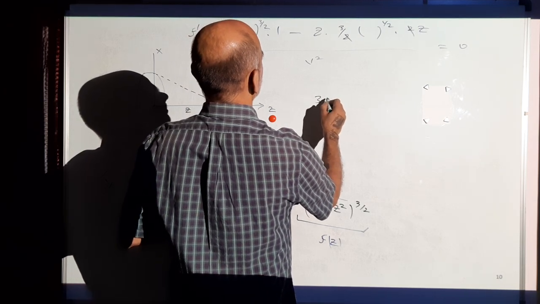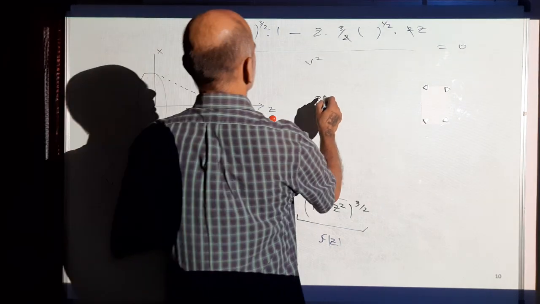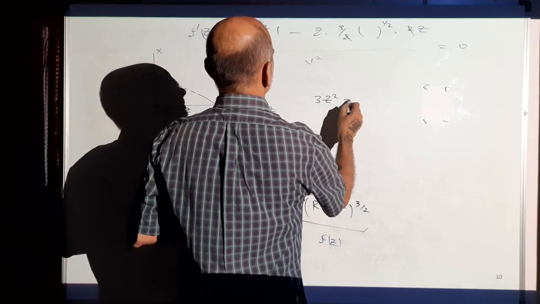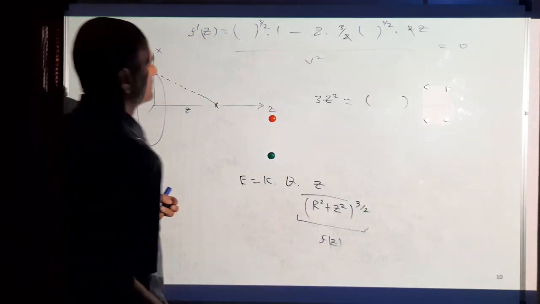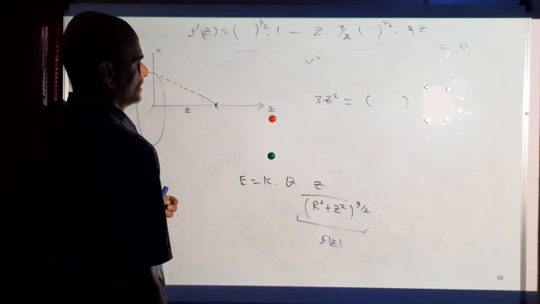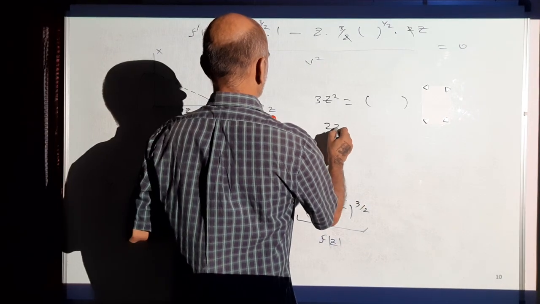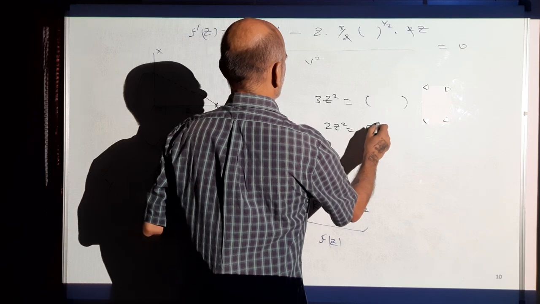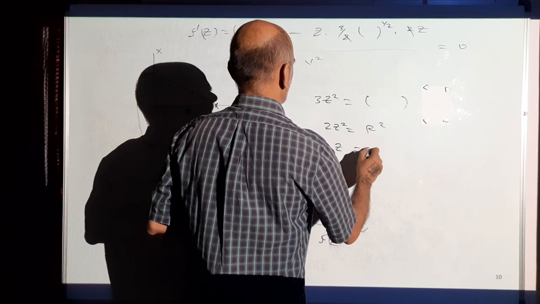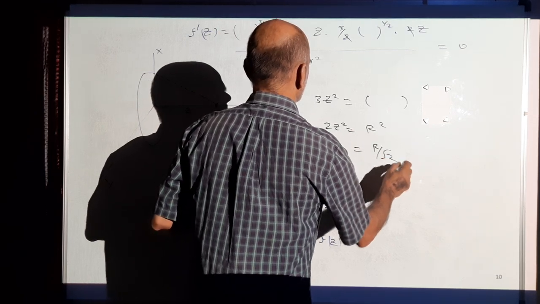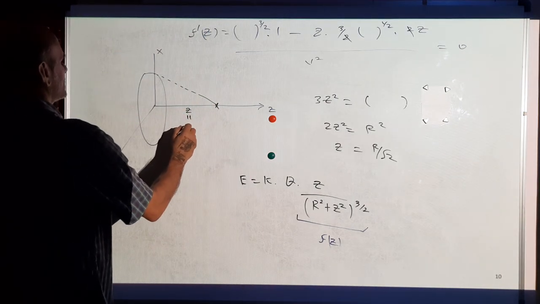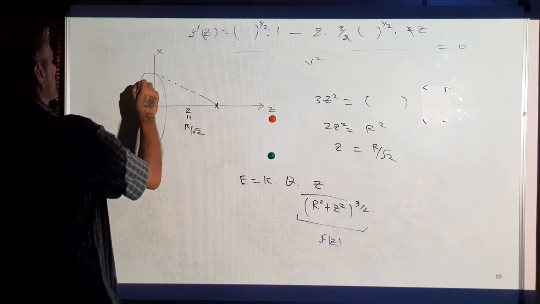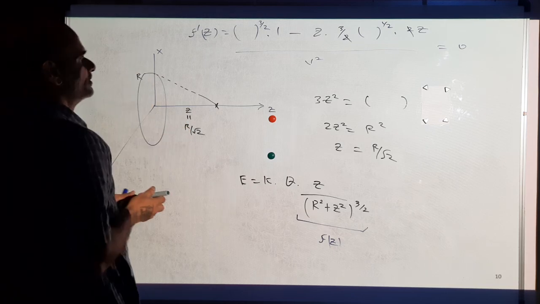3, the root can be cancelled, equal to this, which is r square plus z square. So 2z square equals r square, so z equal to r by root 2. So at a distance of 1 by root 2 times the radius of this ring, the field will be maximum.